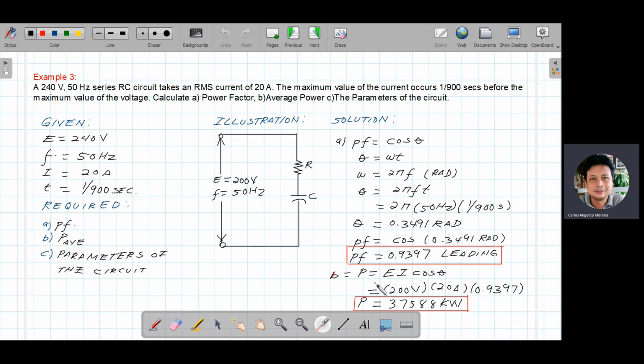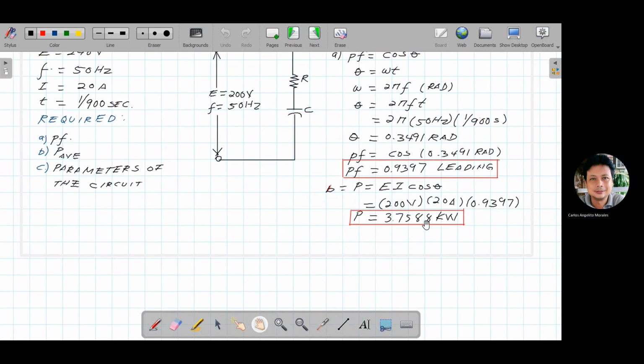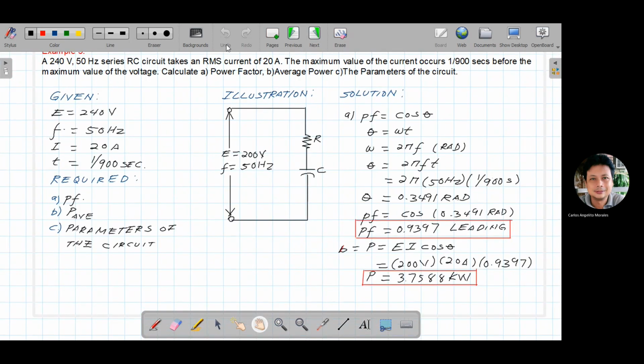Capacitive eh. Power is EI cosine theta rin. Ito yung isang formula rin ng power. So 240 times 20 ampere times 0.9397 yung power factor. Makakakuha ka ng power na 4.5106 kilowatt. No? Taas ko lang. Yan. Lipat tayo ng page.